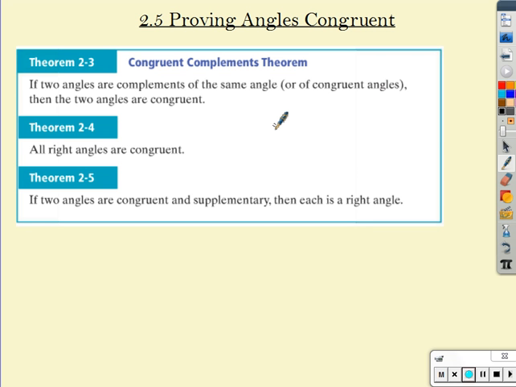They are congruent. All right angles are congruent. So no matter what kind of right angle you have, it's going to be congruent. And then if two angles are congruent and supplementary, then each is a right angle. So that's saying that we've got two angles, they're equal to each other, and they're supplementary, so they're both adding up to 180, then each one is a right angle.